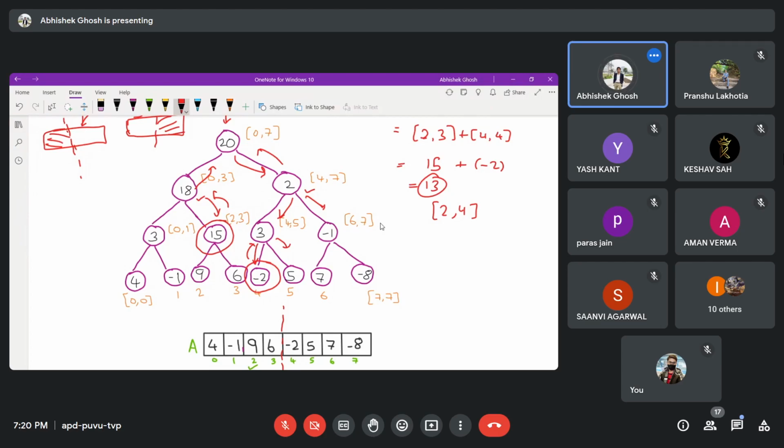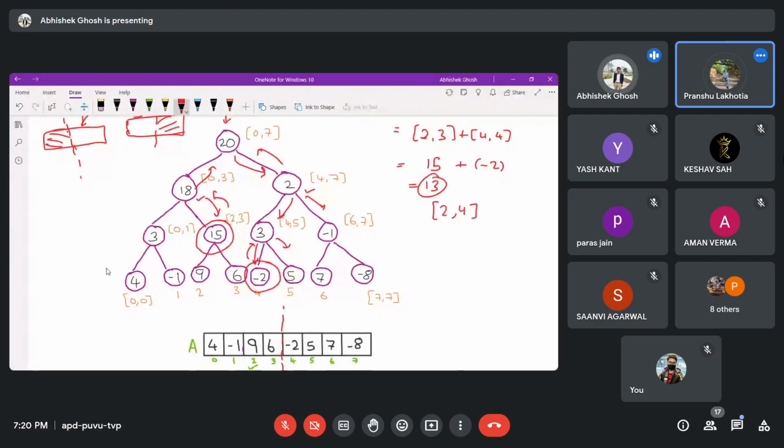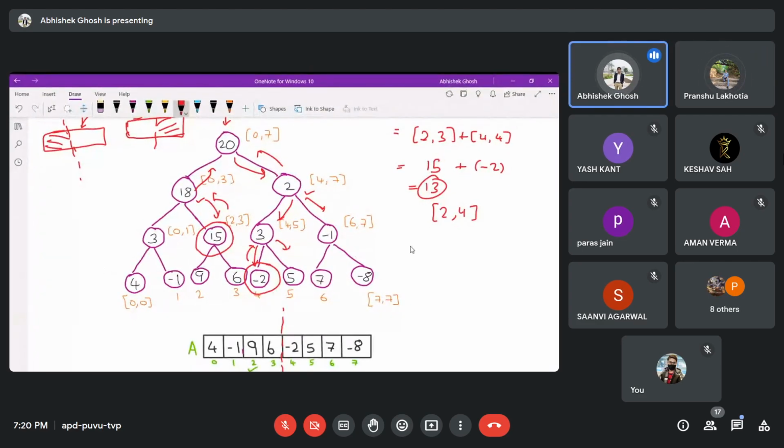Pranshu, is there any doubt in the comment section till now? No, bhaiya, not till now. No doubt. Okay, I hope everyone is following. If there's any doubt, you can ask in the comment section.